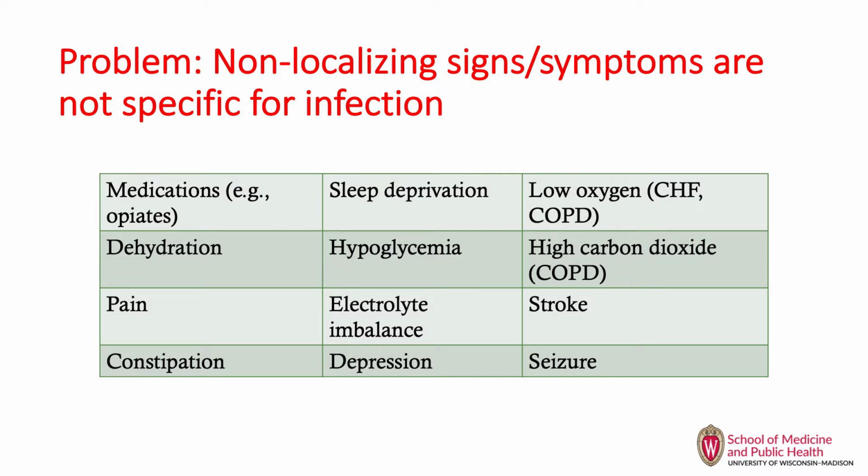Dehydration, exceedingly common in this population. Uncontrolled pain, constipation, disruption to sleep patterns. All of these things are far more commonly associated with that behavioral change that often leads to clinical concern for UTI. And so we need to have a system in place that allows us to recognize that this is the reality of taking care of this patient population. So we need to have systems in place that allow us to deal with this.